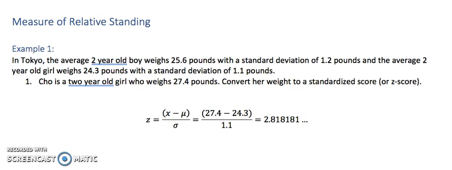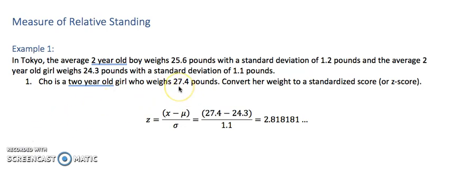A z-score, or a standardized score, tells us how many standard deviations a data value is above or below the mean of the data set. So example 1. In Tokyo, the average 2-year-old boy weighs 25.6 pounds with a standard deviation of 1.2 pounds. And the average 2-year-old girl weighs 24.3 pounds with a standard deviation of 1.1 pounds. So the first question: Cho is a 2-year-old girl who weighs 27.4 pounds. Convert her weight to a standardized score, or we also call that a z-score.